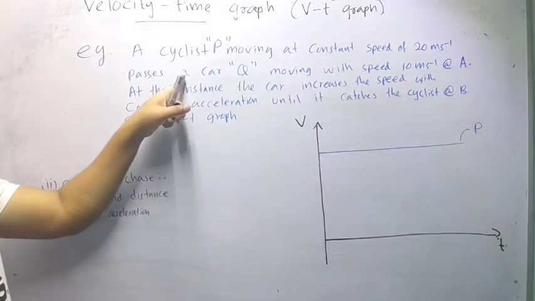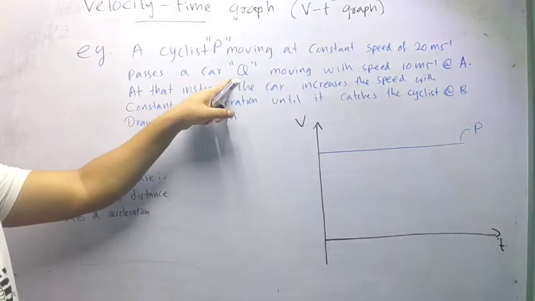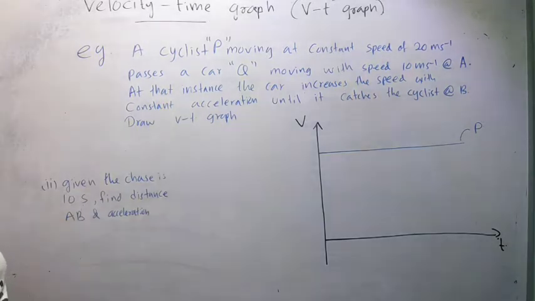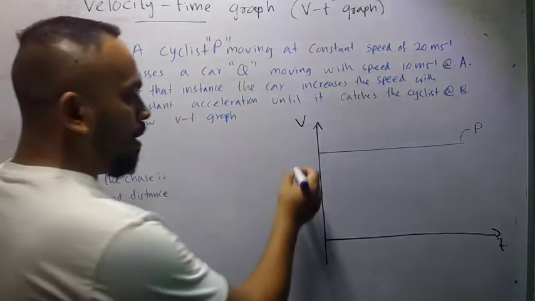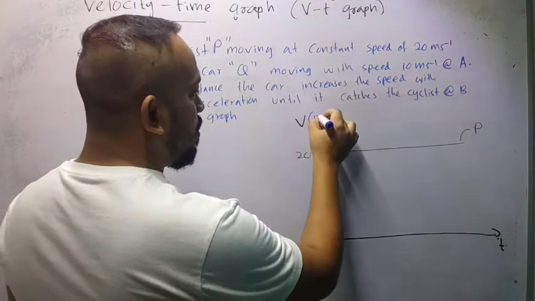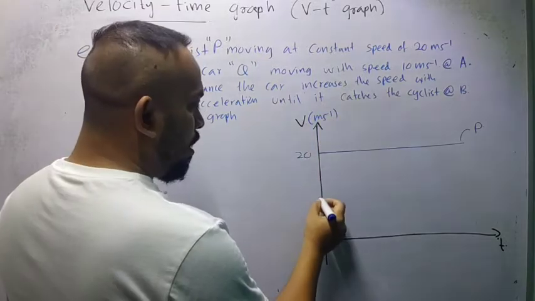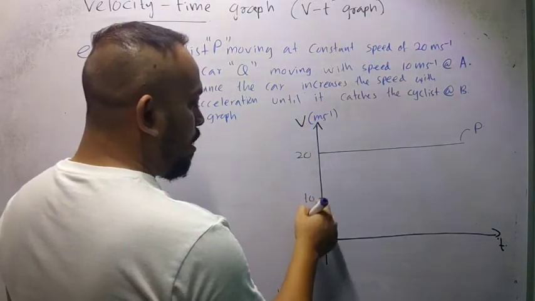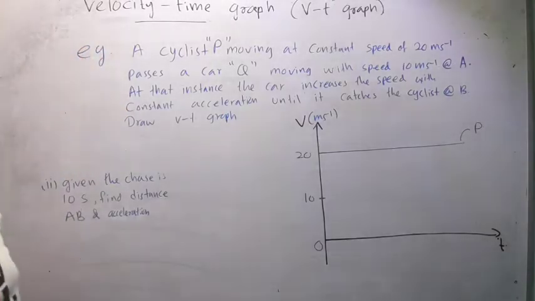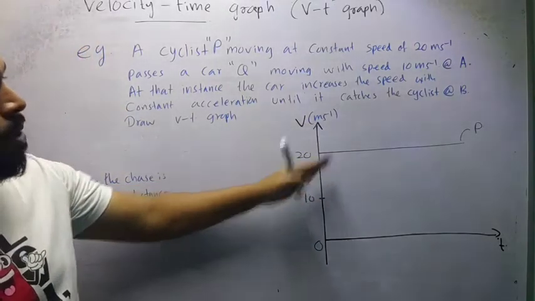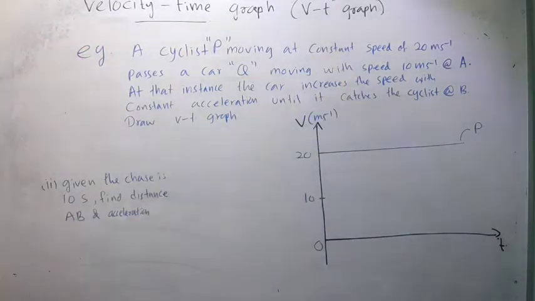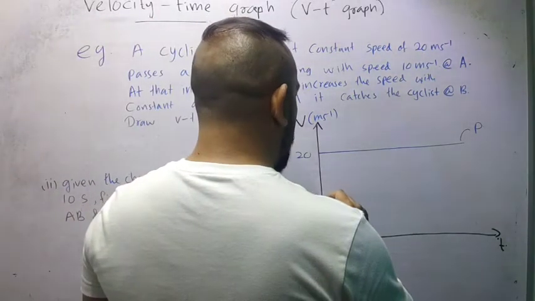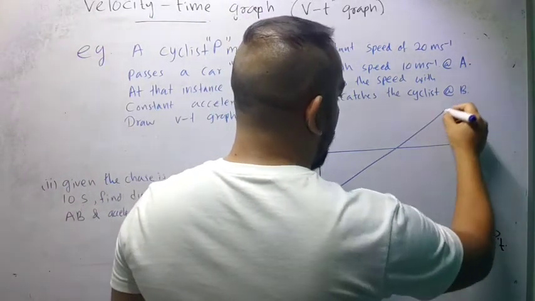Then it passes a car Q moving with constant speed 10 meters per second. This is 20, so let's take it in meters per second. At t equals 0 the car is at 10 meters per second. Then after passing, it increases its velocity with constant acceleration.